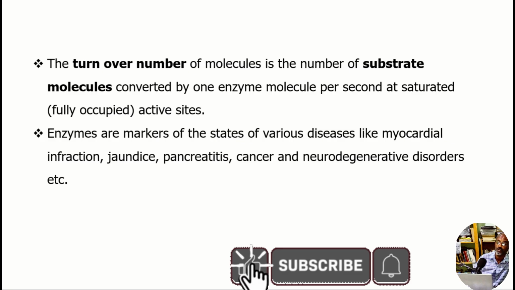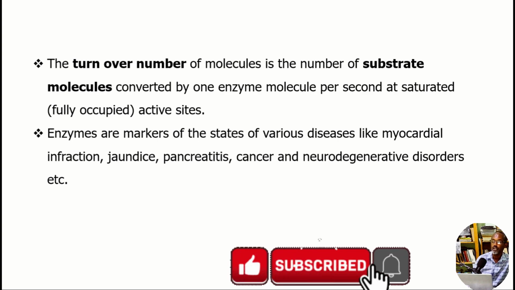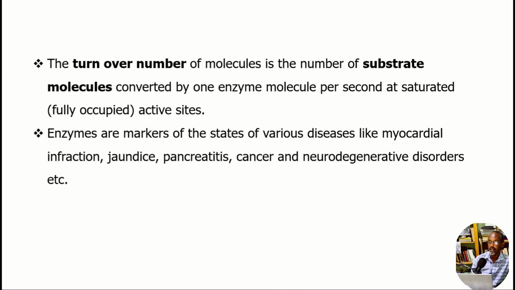Enzymes are markers of the states of various diseases like myocardial infarction. You see, we mention here turnover number because they are highly efficient. We require a small amount, highly efficient, turning thousands of substrates into products. Speed is what life requires. The other is enzymes are markers of the states of various diseases like myocardial infarction, jaundice, pancreatitis, cancer, neurodegenerative disorders.